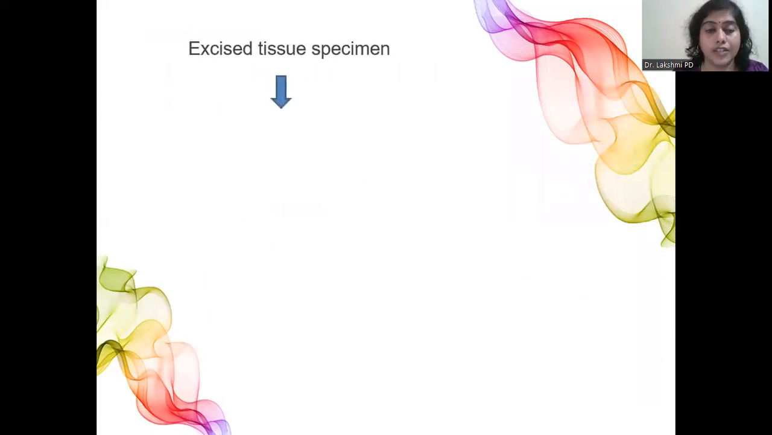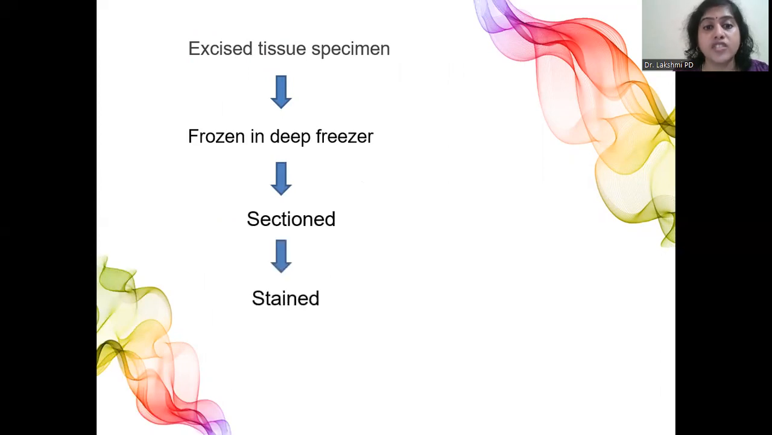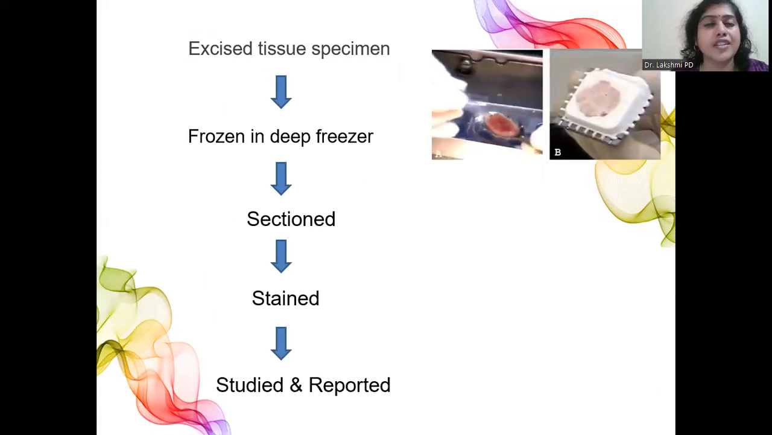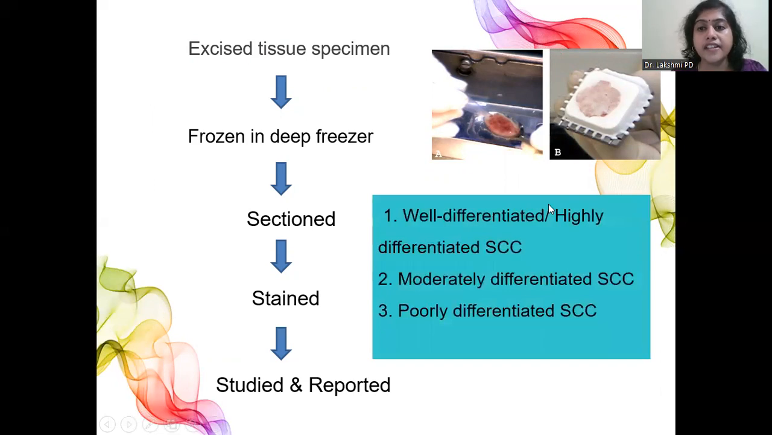I'll tell you how you do a frozen section biopsy. The excised tissue specimen is first frozen in a deep freezer, and then that frozen section is sectioned and stained, and you are able to report it within a span of maybe 10 minutes. You will get a report ready at hand. So surgeons, towards the end, before they close the wound, always send the specimen, the edge of the normal tissue, for a frozen section biopsy, just to ascertain that none of the malignancy is left behind. You can see the specimen is frozen and thin layers are taken and then studied under the microscope.